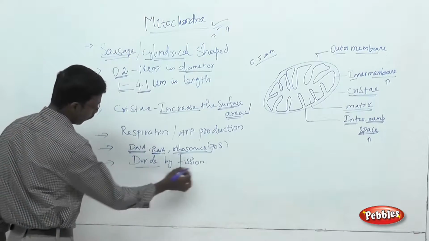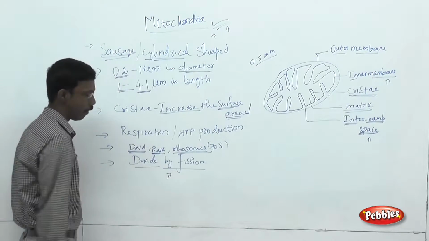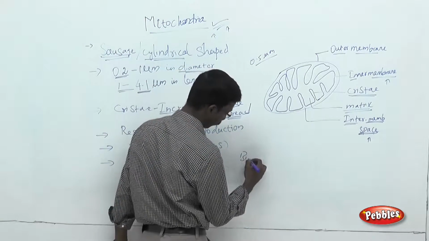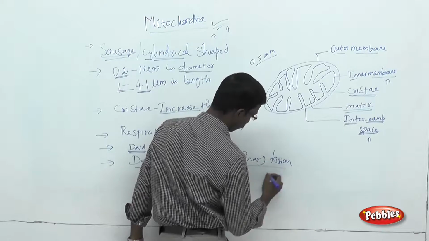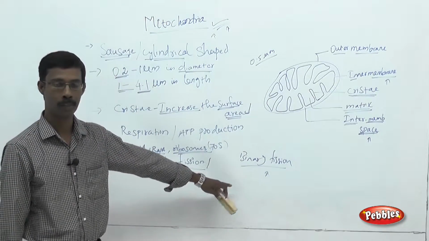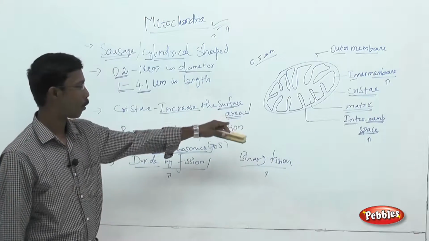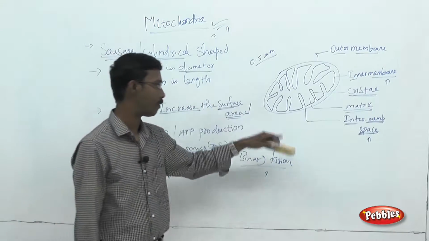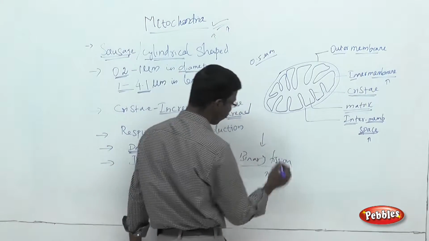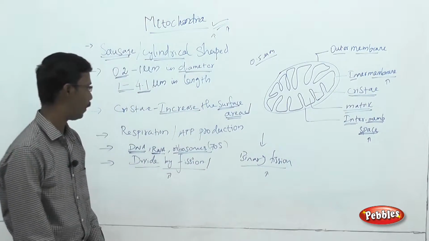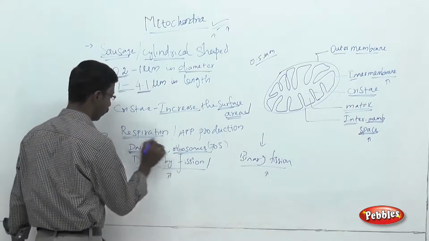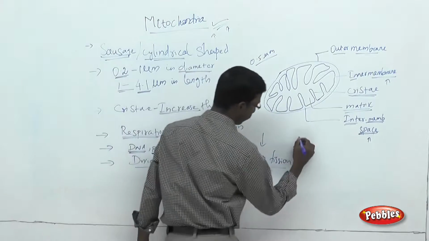One more point to remember: the mitochondria divide by binary fission. Normally only prokaryotic cells perform binary fission, or binary division, and as I told you, since the mitochondria is a descendant of a bacteria, it also divides by binary fission. The purpose or role of mitochondria, as I told you, is involvement in aerobic respiration. You have to remember this.